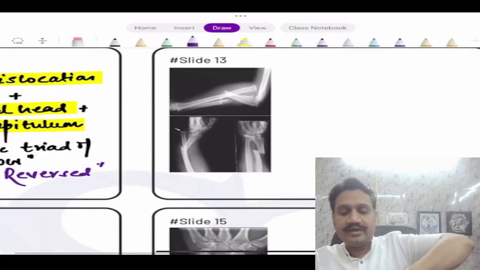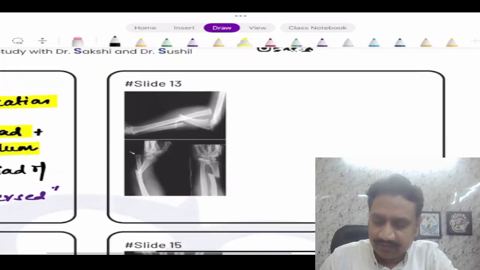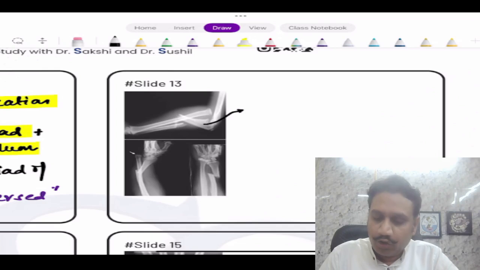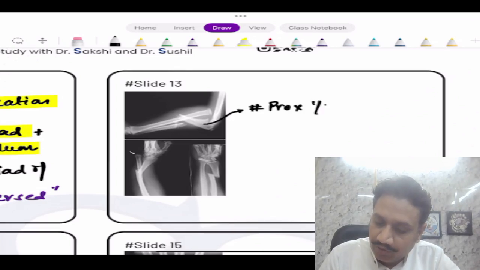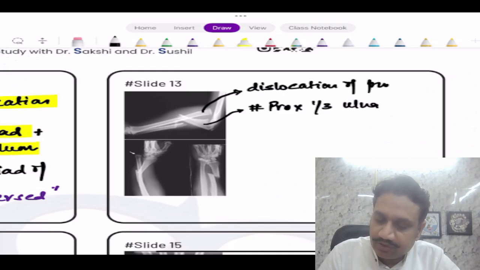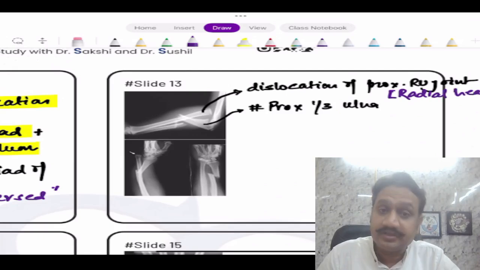The other two most important injuries in the forearm area, which you can easily make out now, is in slide number 13, where you can appreciate the fracture of the proximal one third of the ulna. Can you name it? And there is a dislocation of the radial head, that is, dislocation of the proximal radio-ulnar joint. It is actually the radial head which is dislocated, right?